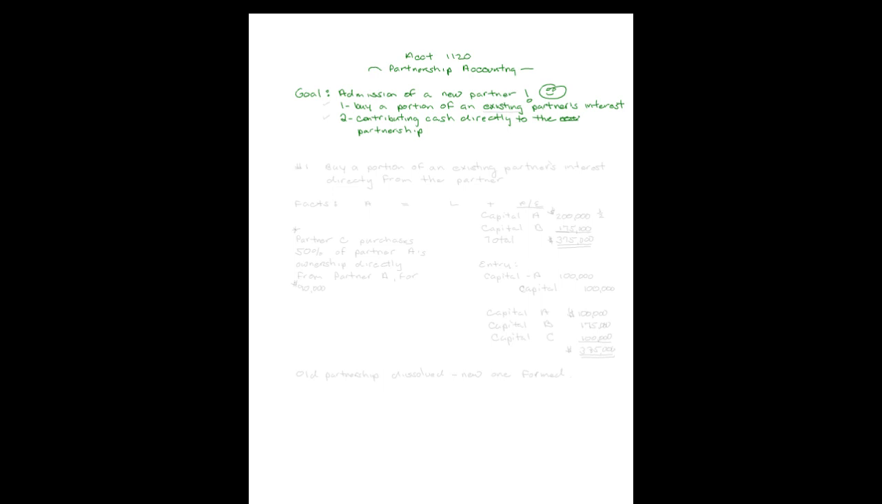One, the new partner can buy a portion of an existing partner's interest, or two, they can contribute cash directly to the partnership and become a new member that way. So, these are two different situations. Let's take a look at them, starting with the first one.